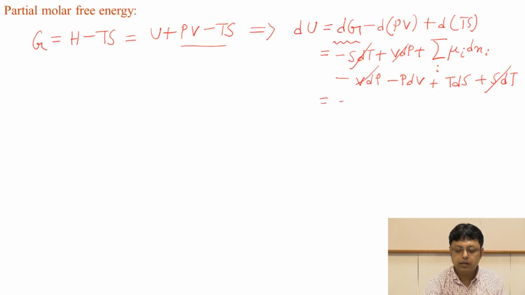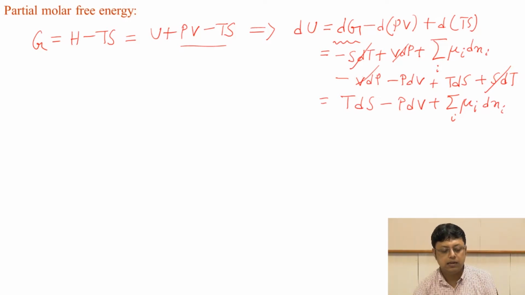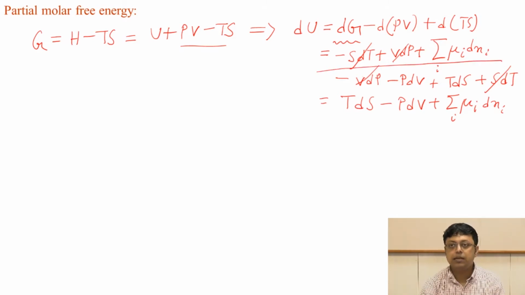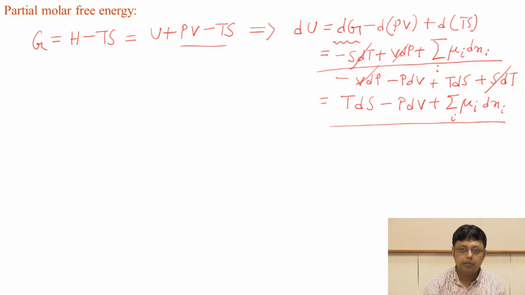So dU will be nothing but, the way we are writing it, T dS minus P dV, plus now we have a term which is the sum of mu_i dn_i. So you can see here that just like we wrote dG as minus S dT plus V dP plus the sum over mu_i dn_i, similarly the dU equation is also modified as T dS minus P dV plus the sum over mu_i dn_i.